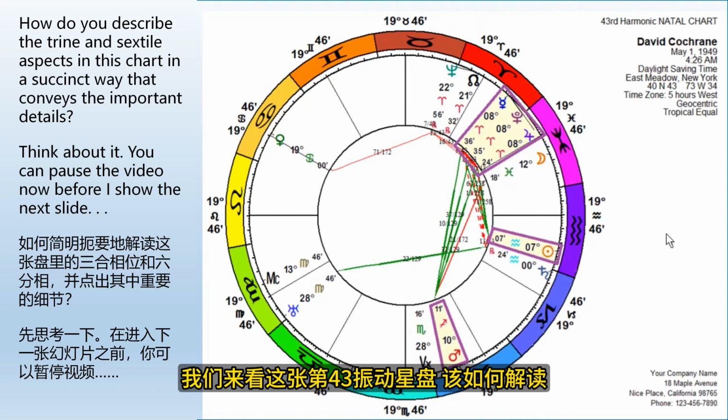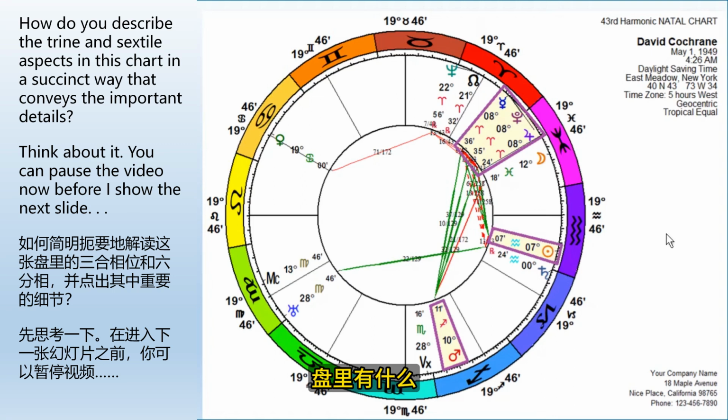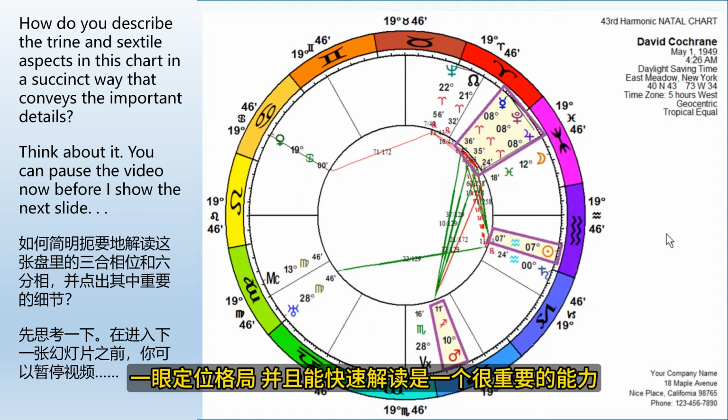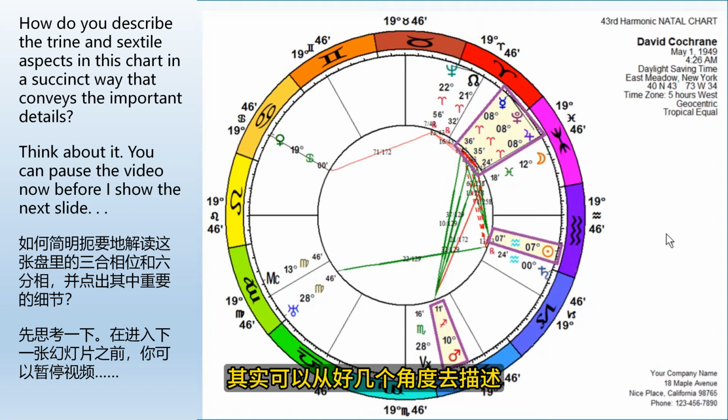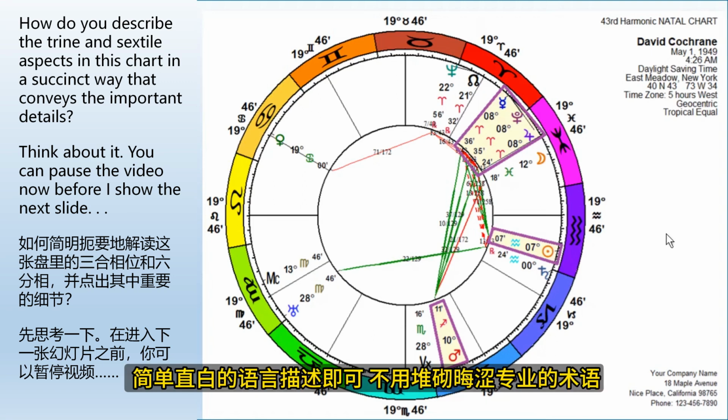Okay, how would you describe this? This is my 43rd vibration chart. How would you describe this? What do you see? It's nice to be able to look at it and describe it very quickly. I'm referring to the trine. And, well, let's do this. How would you describe the trine and sextile? Now, there are a few ways to describe this. How would you describe the trine? How would you describe the sextile? And could you describe the whole thing, the trine and the sextile? You can think about it. I'll count to 5.